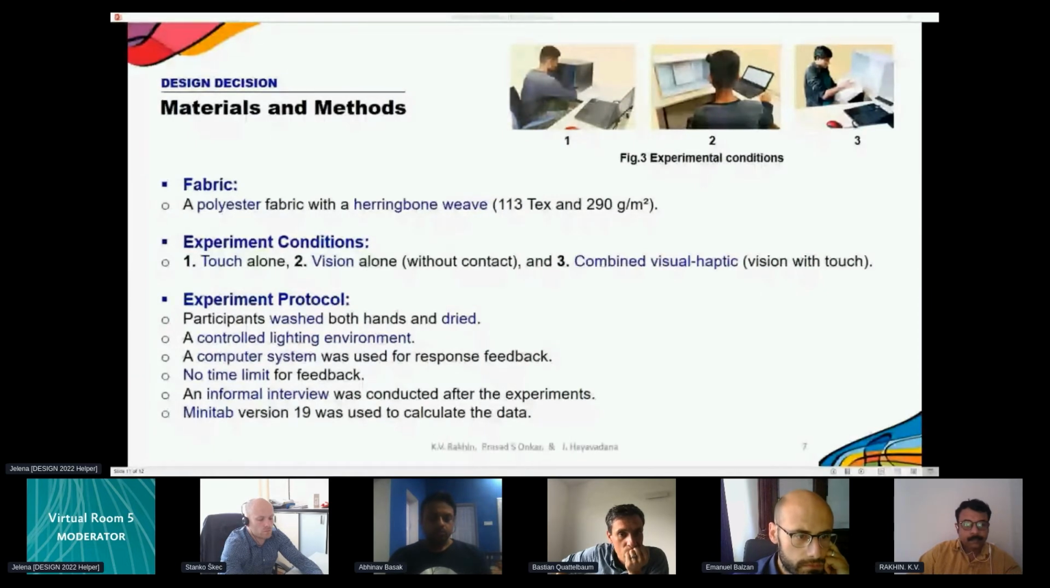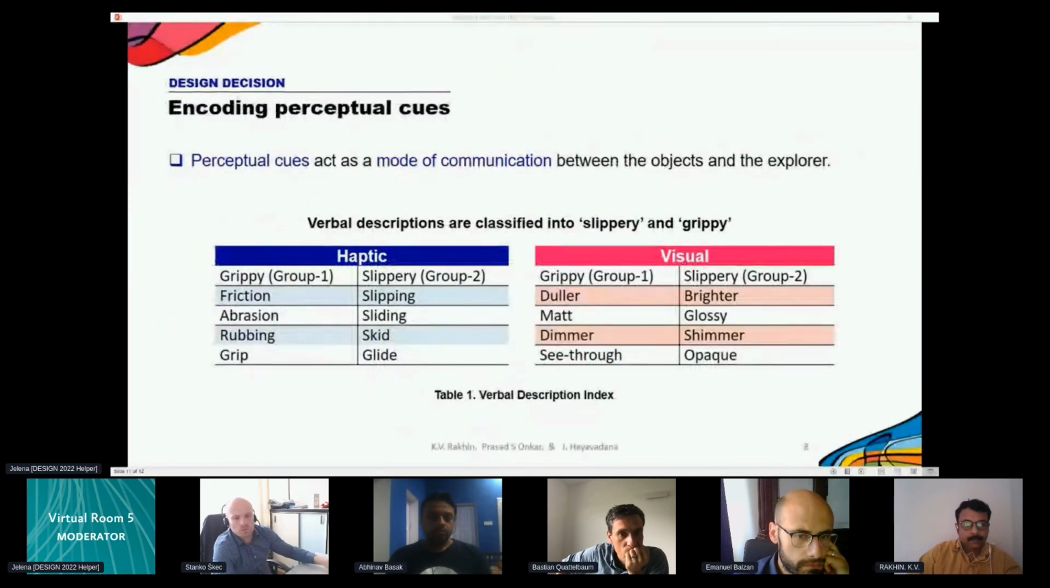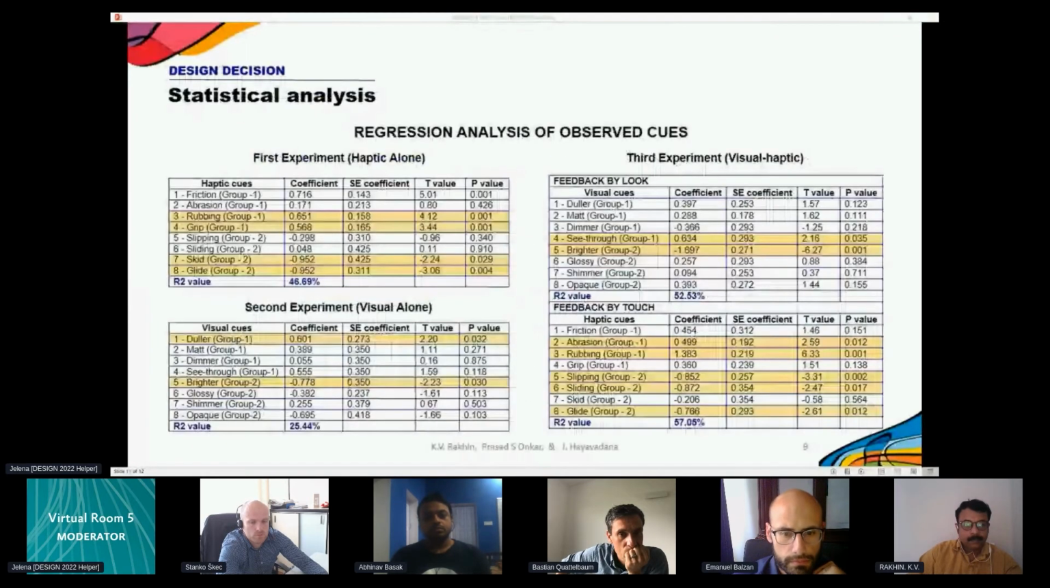Now, I would like to talk about perceptual cues encoding. We hypothesize that perceptual cues act as a mode of communication. Verbal descriptions in the English language are taken to encode the sensory cues. Also, the descriptive groups contradicted each other. And then I will proceed to some highlights of the statistical analysis.